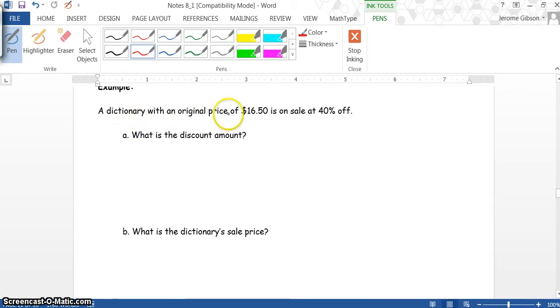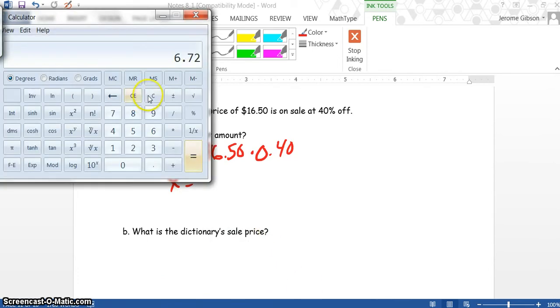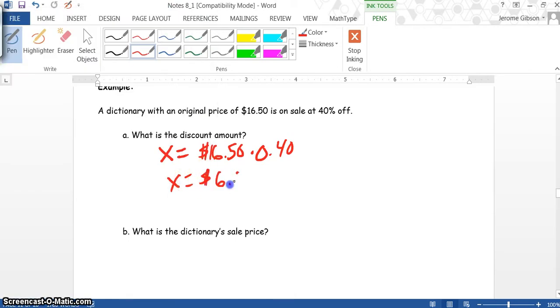Example, a dictionary with an original price of $16.50 is on sale at 40% off. What is the discount amount? So we will have the discount is equal to $16.50, which is the original price, times the percent off, which is 0.40. So X is equal to our $16.50 times 0.40, which is $6.60. So that is our discount amount.